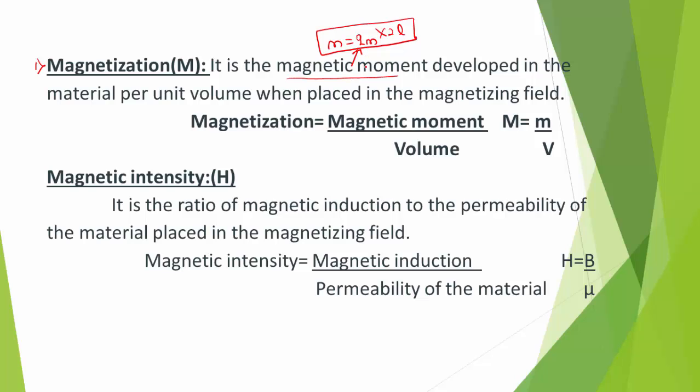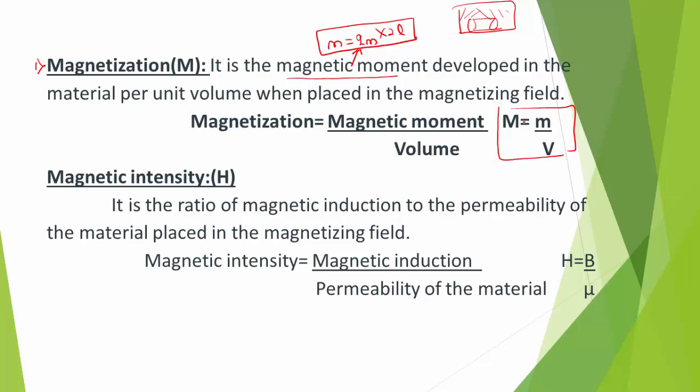The magnetic moment is developed in the material. Suppose this is the material, the magnetic moment is developed in the material per unit volume when it is placed in the magnetizing field. This is called magnetization. In simple words, magnetization is the ratio of magnetic moment per unit volume. It is mathematically denoted by the symbol capital M. Capital M is equal to small m divided by V.